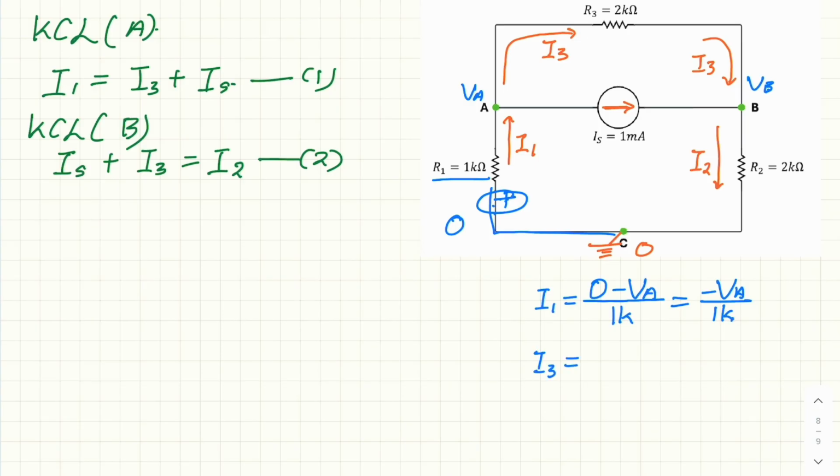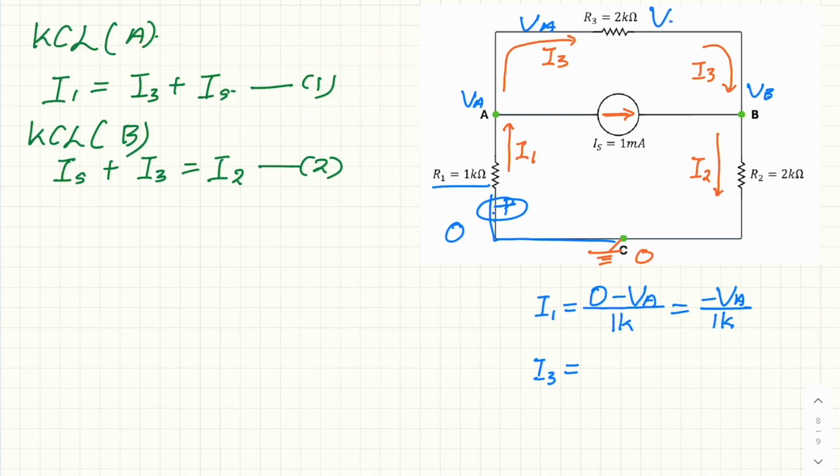I3 again, this is VA and this is VB. So the potential difference is from high to low. It means VA minus VB over 2K. How about I2? I2 here is VB from high to low, which is 0. So I2 equal to VB minus 0, just VB, over 2K.